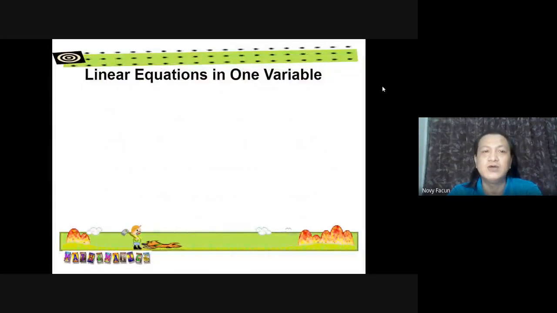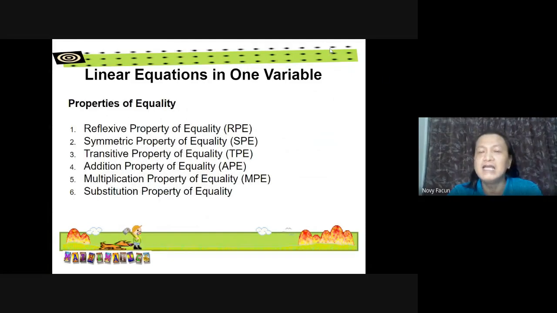So, let's go on. So, pag sinabi nating linear equation in one variable, ano ba yung mga kailangan natin para tayo ay makapag-solve ng linear equation? So, unang-una dyan, kailangan natin malaman yung 6 na properties. So, meron tayong tinatawag na reflexive property of equality or the RPE, symmetric property of equality, transitive property of equality, addition property of equality, multiplication property of equality, and substitution property of equality.